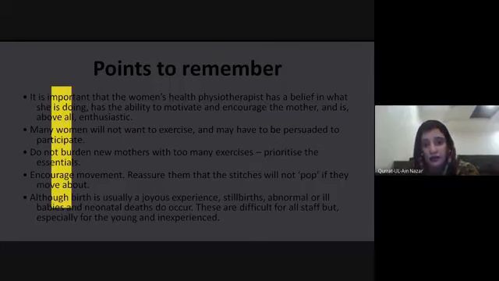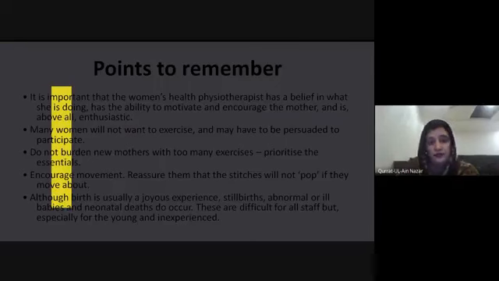Do not burden new mothers with too many exercises, because if you advise lots of exercises to a new mother, she gets irritated with it, and there are possible signs that she did not do any single exercise. Always encourage the mother, encourage movements, and reassure them that the stitches will not pop out if they do exercises, if they start walking, and if they start small exercises.